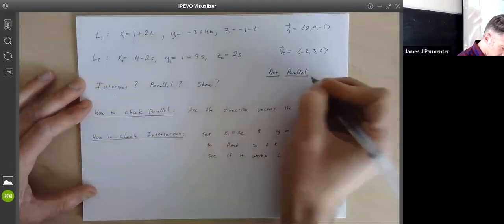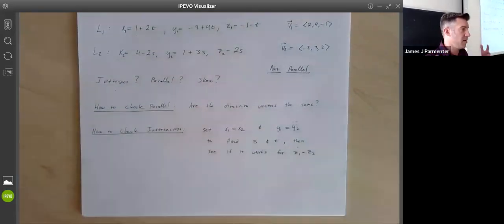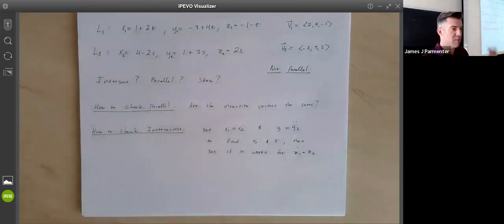So then the way we answer the other 2 questions is, if they're not parallel, they either intersect or are skew. So we're going to check to see if they intersect, and if they don't, they're going to be skew. The way we check for intersection is typically, although really you can pick any 2, you set the x's and the y's equal to each other, or the x's and the z's, or the y's and the z's, and then you find an s and a t that work for that.